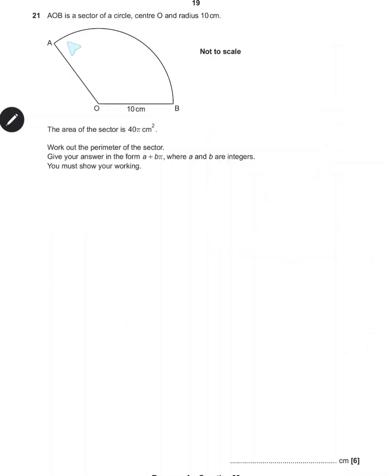Question 21, we've got a sector. Someone's worked out the area for us, which is 40 pi. What we don't know is this angle theta. So if we've got the area, always best to work backwards first and find the angle.